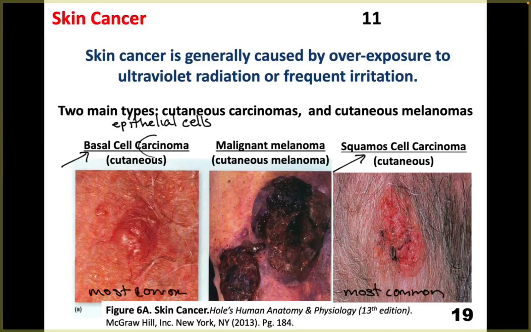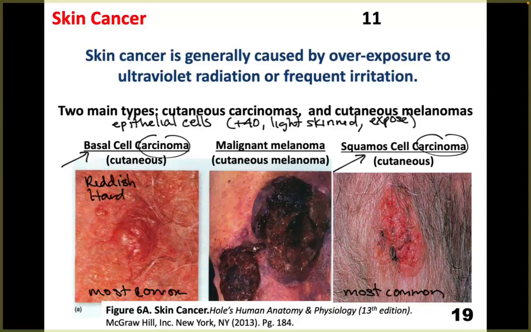As in carcinomas are. You're more likely to get this. The people that get this are over 40, light-skinned, and exposed to sun. You'll normally notice if you look, they tend to be reddish in appearance. They're hard, they're dry, and they're generally scaly.